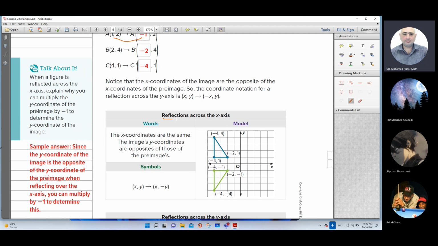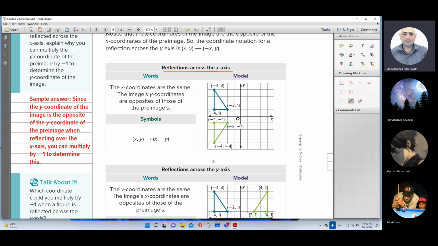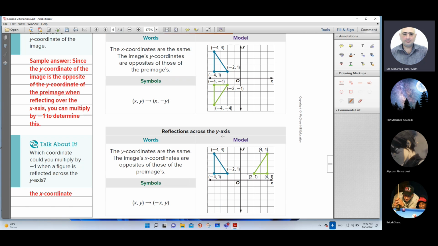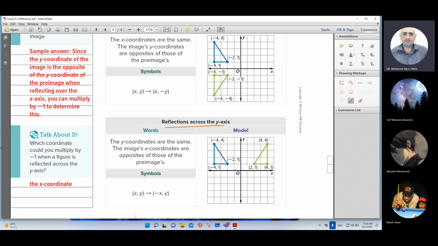So for the reflection across the x-axis, x stays the same and y becomes the opposite, like this. And if the reflection is across the y-axis, we have the opposite x and the same y, like this.